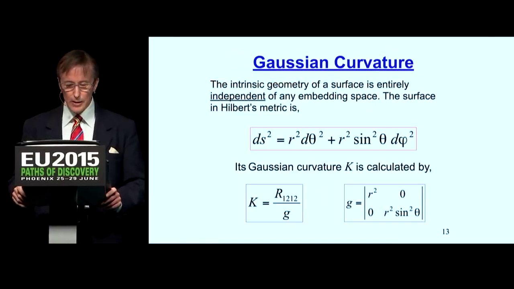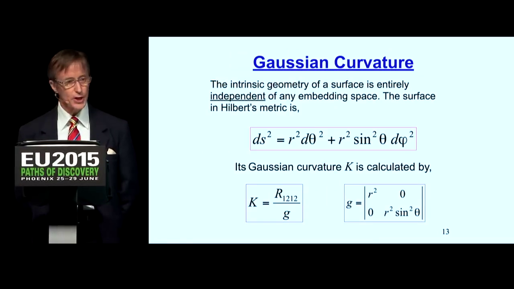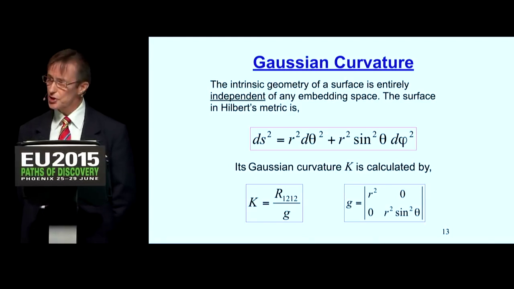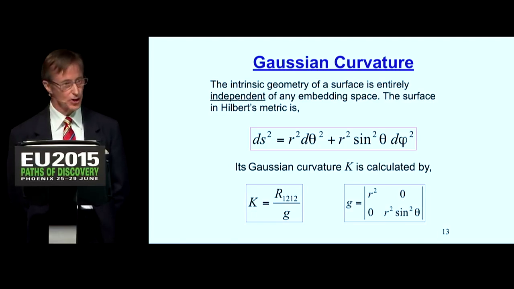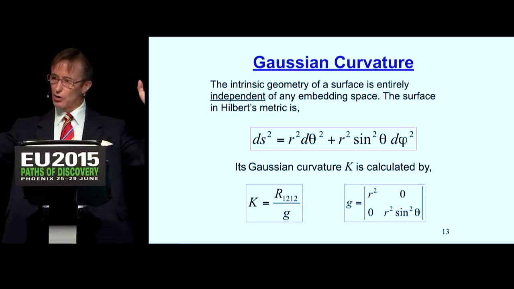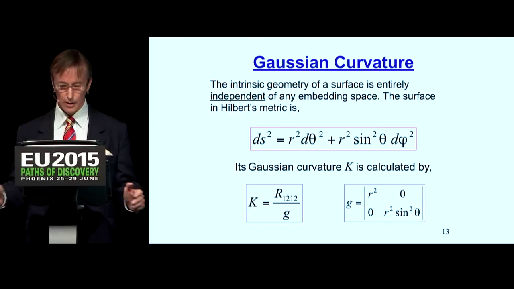Okay. We want to now calculate a thing called Gaussian curvature, because this will identify what R is in Hilbert's metric. And then we'll see whether or not it can go down to zero. I'm going to show you that it can't go down to zero. And because of that, everything about black holes is immediately destroyed.